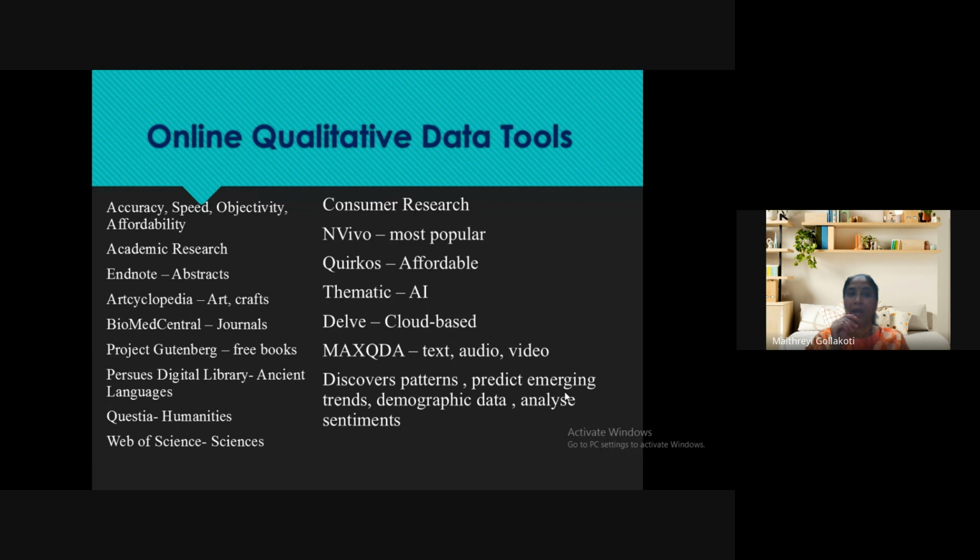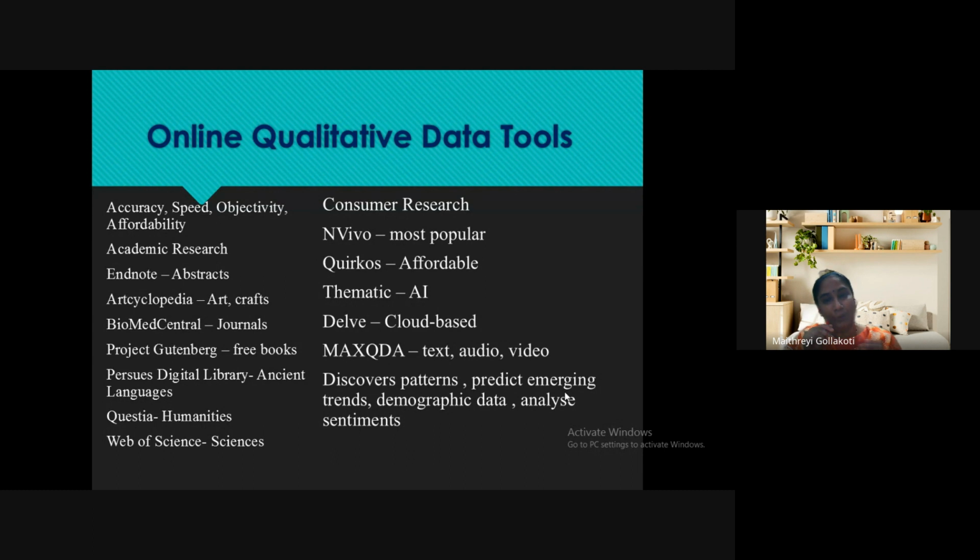And next, Delve has a lot of memory that is cloud based, so you can store your information there. Okay. And MAXQDA, it tries to integrate text, audio, video. All three it can integrate. Okay. And consumer research tools, they discover patterns, predict emerging trends, give demographic data and analyze the sentiments of people. How do they study markets? They try to see the patterns, which means which product, which type of consumer is buying.